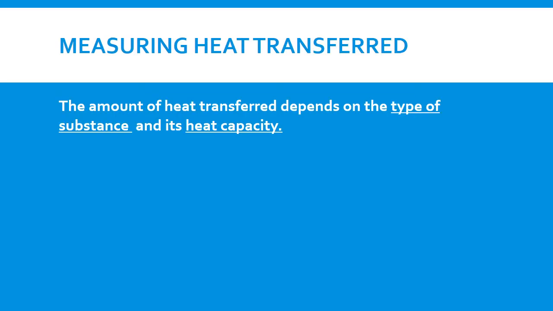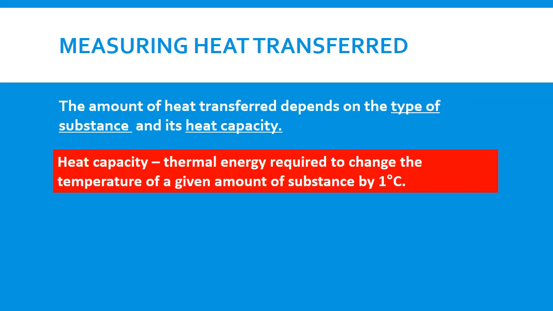So how do we measure the heat transferred? The amount of heat transferred in a physical or chemical process depends on the type of substance and also its heat capacity. The heat capacity is the thermal energy required to change the temperature of a given amount of substance by 1 degree Celsius. So the heat capacity depends on the amount of the substance you have. If you have a larger amount of the substance, it would have a higher heat capacity, meaning that it would require a larger amount of thermal energy to raise the temperature by 1 degree Celsius.